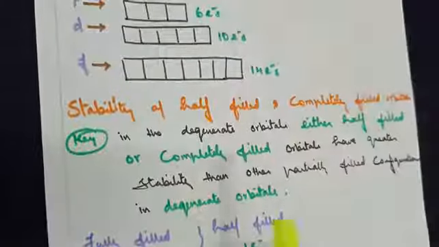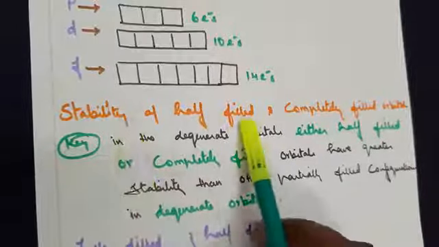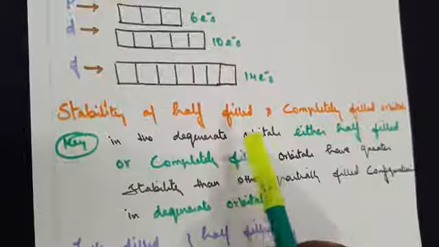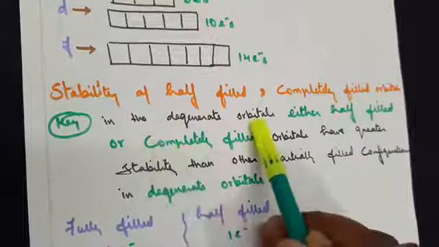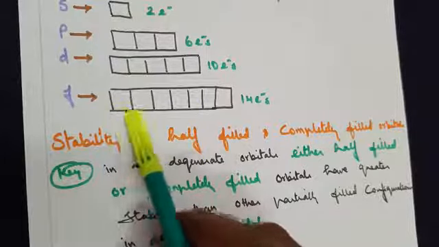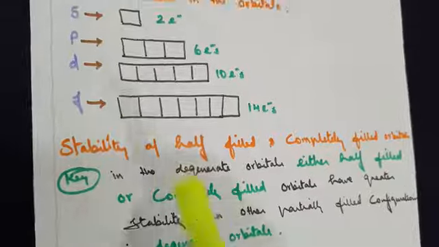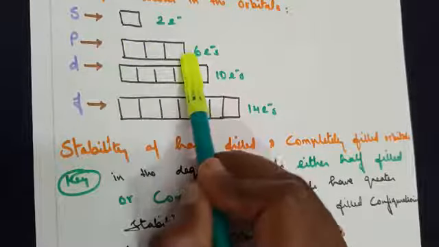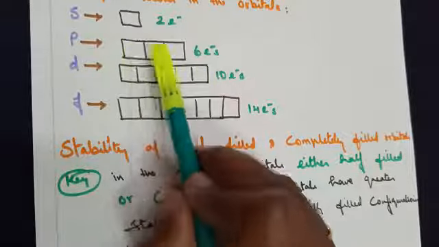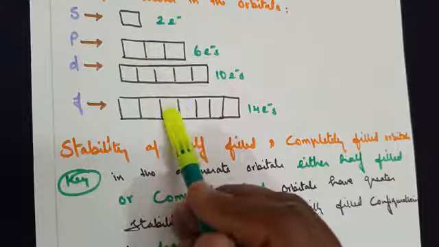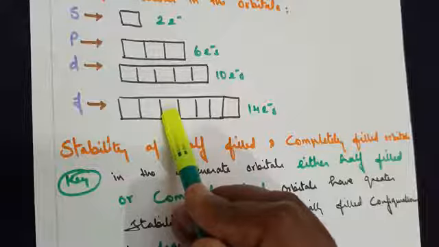The next concept is the stability of half-filled and completely filled orbitals. The key concept here is the degenerate orbital. Do you understand the meaning of degenerate? The f orbital has 7 degenerate orbitals, d has 5, and p has 3. I have only explained it in terms of p: px, py, pz. In a like manner, it is also available for d and f. I will teach you when I teach you the shapes of orbitals.